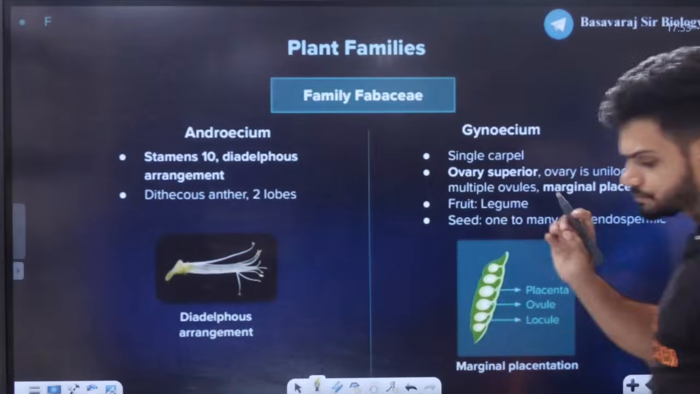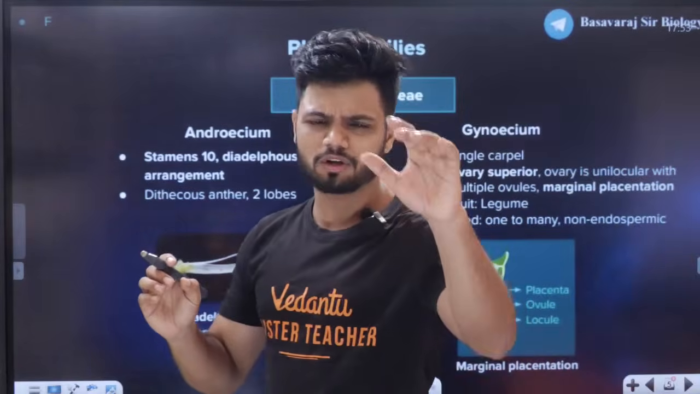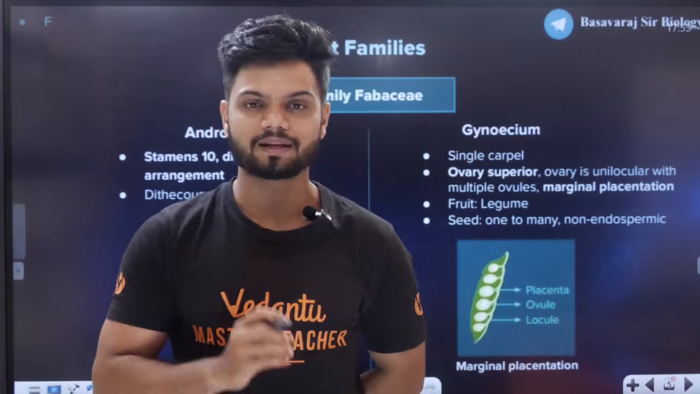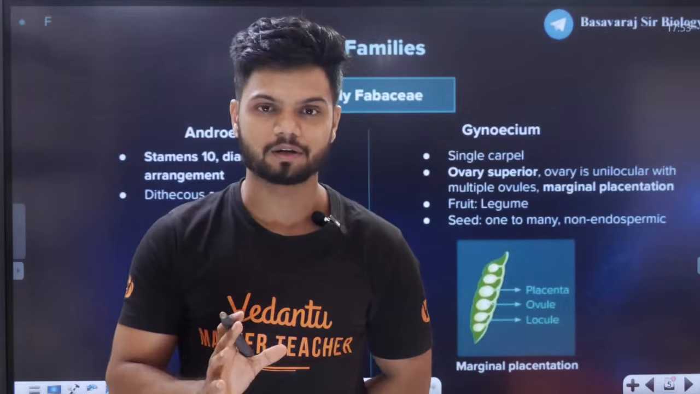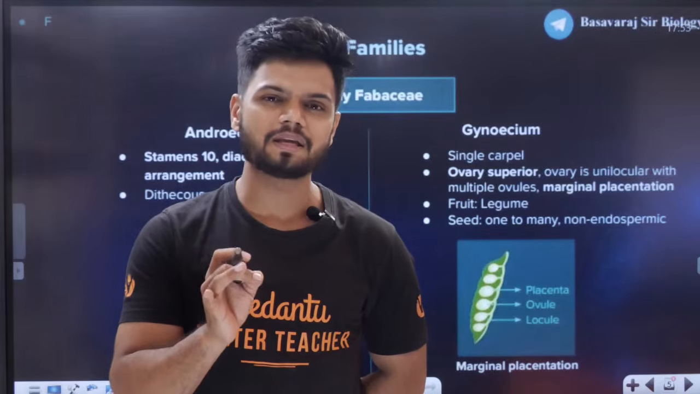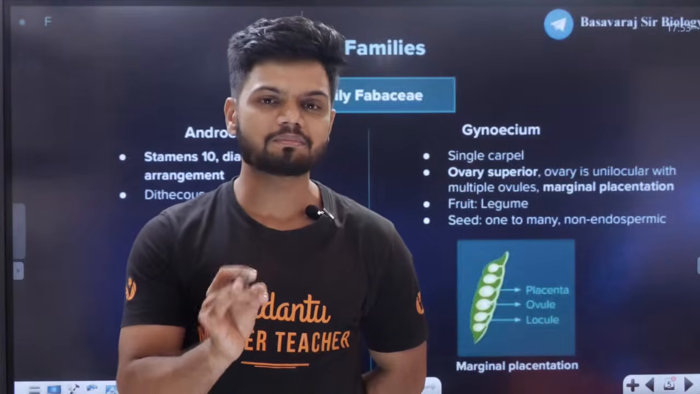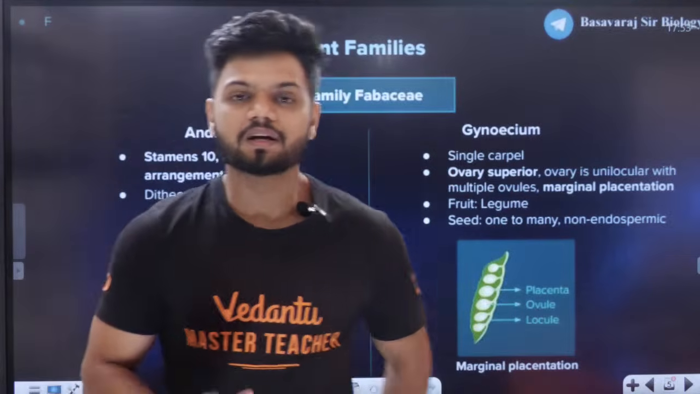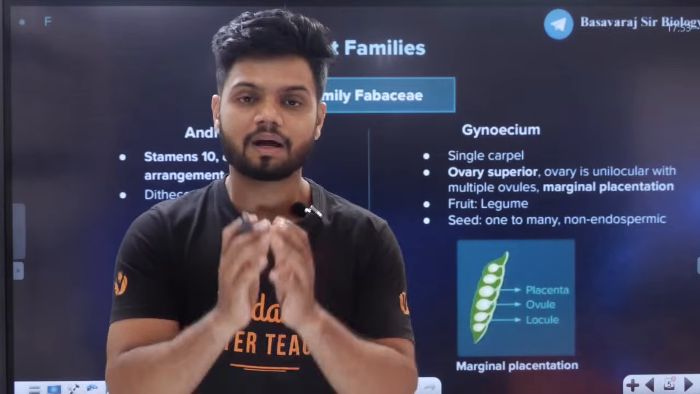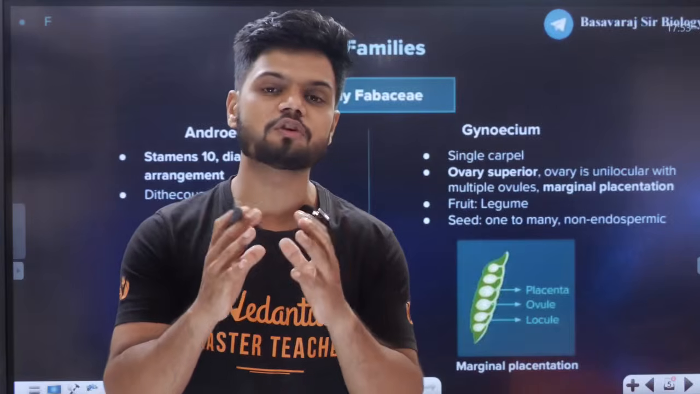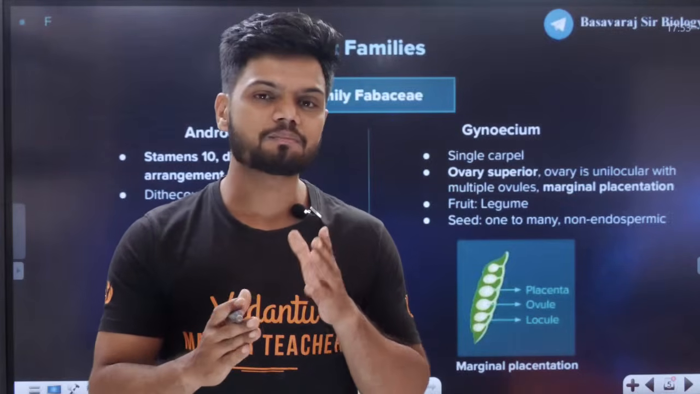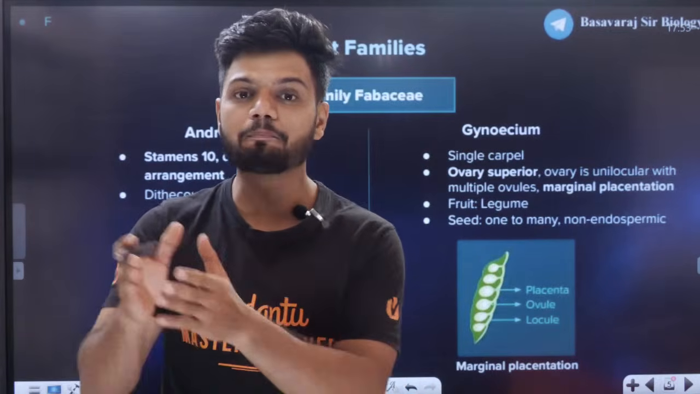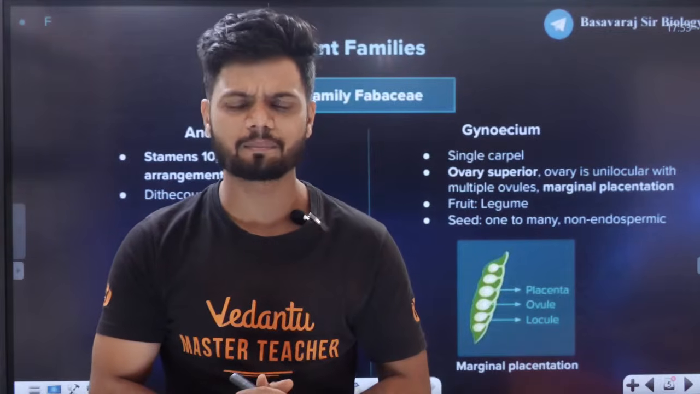Now students, all of you remember this. Okay. Now I'll tell you one more thing. Let's see how many of you remember. Tell me how many of you remember the adelphous condition. Adelphous condition means the fusion of filaments. There is monoadelphous, China rose, diadelphous, and polyadelphous, citrus, example citrus plants.